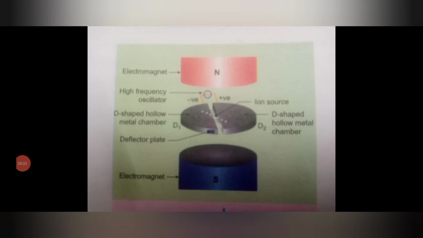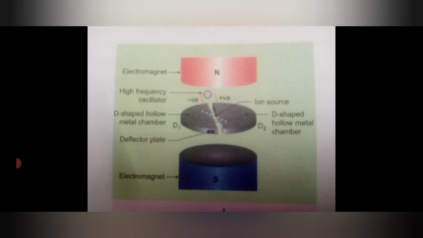There are two magnets present. The two poles are there, north and south. So there is an electromagnet for each pole. In between that, first, the D-shaped hollow metal chambers are used. D1 and D2 are the two metal chambers. The shape is a semicircle, and in the center the ion source is used.